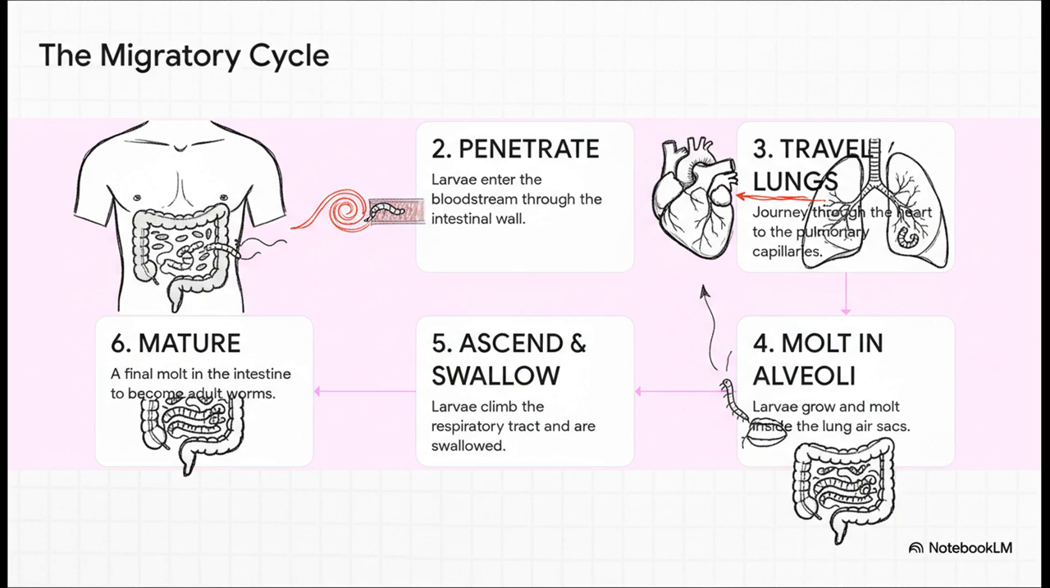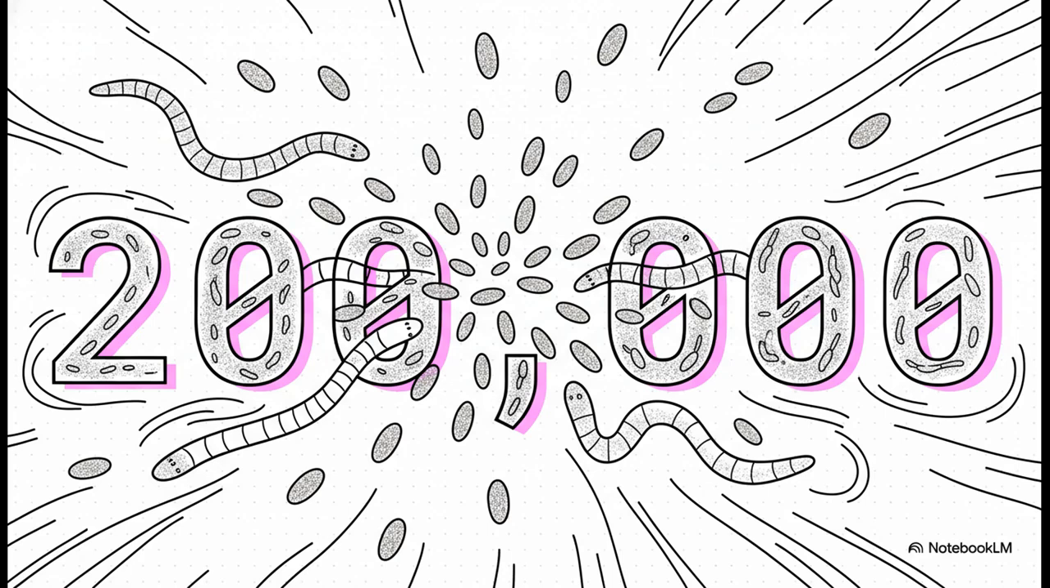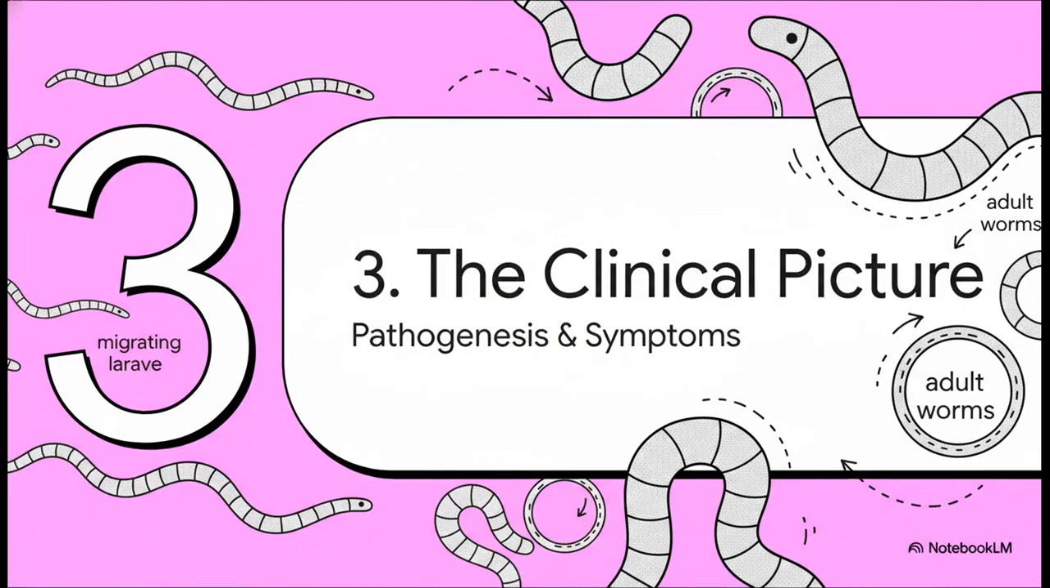What a journey! And once those adult females are settled in, they become absolute egg-laying machines. A single female can produce a jaw-dropping 200,000 eggs every single day. This massive number is exactly why ascariasis is so common in places with poor sanitation. So what does this infection actually look like in a patient? That brings us right to the clinical picture.